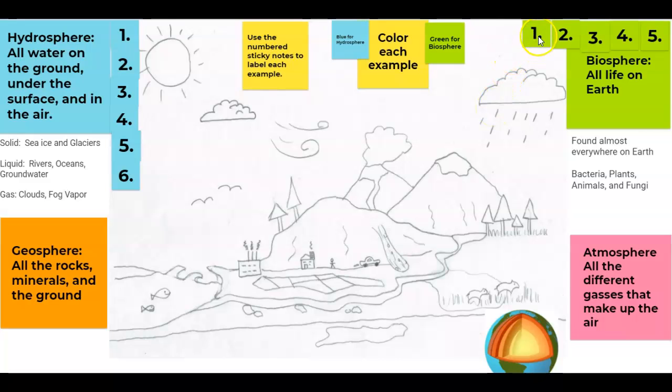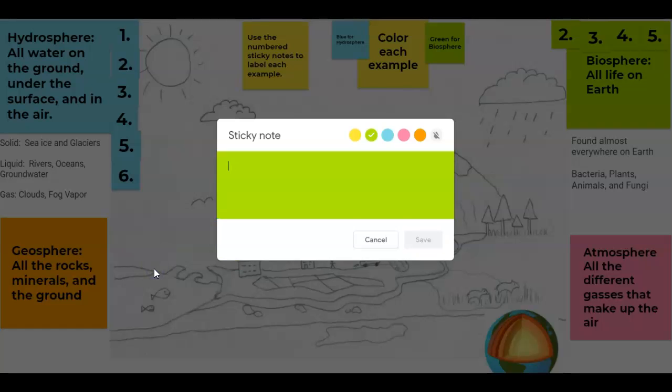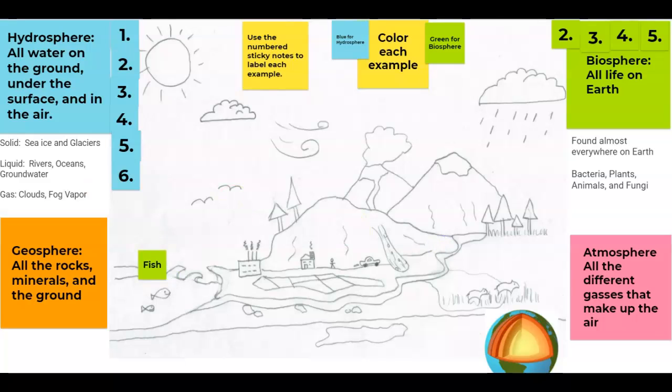Well, here I see some fish down here, right? So I'm actually going to label this fish. And then I'm going to go ahead, I'm going to use the highlighter. I'm going to use the green highlighter. I'm going to color these guys in. So you fishies are part of the biosphere. All right, let's see if we can find another one.